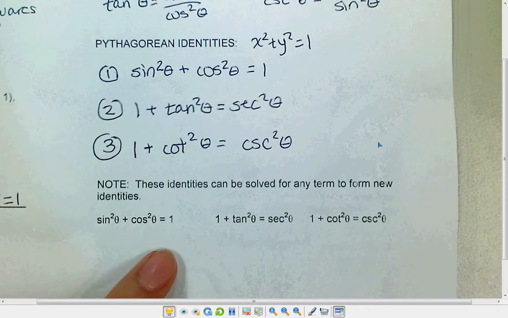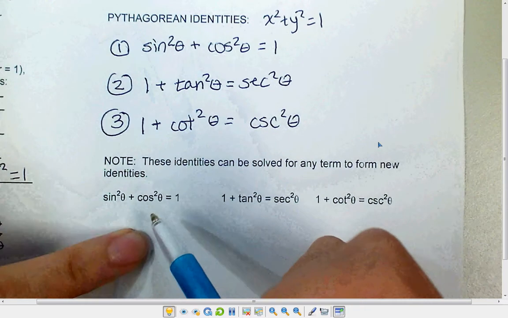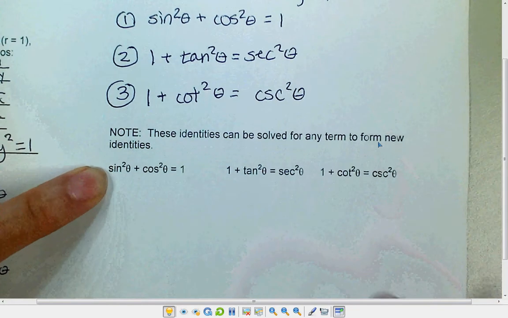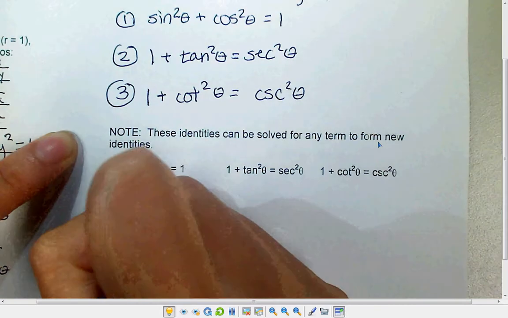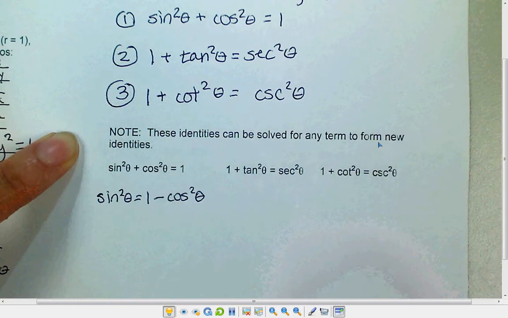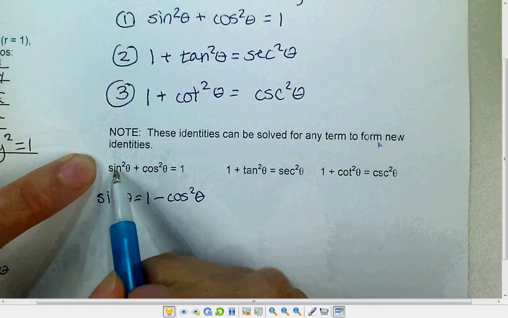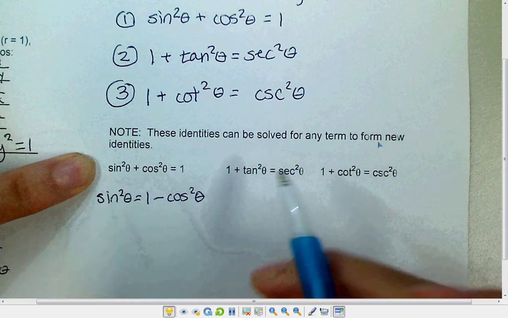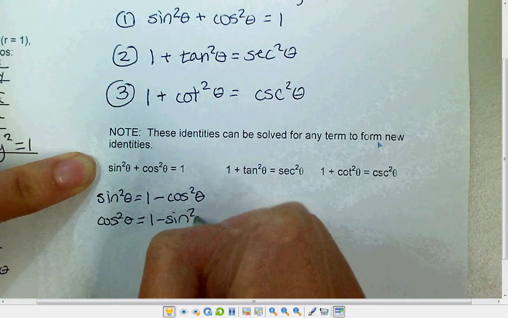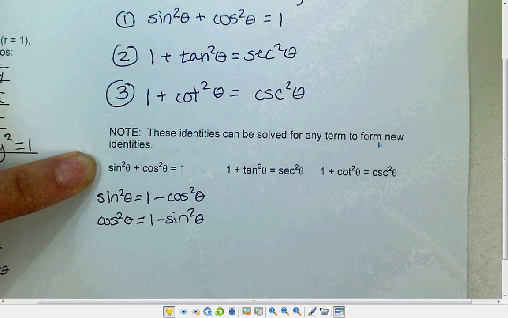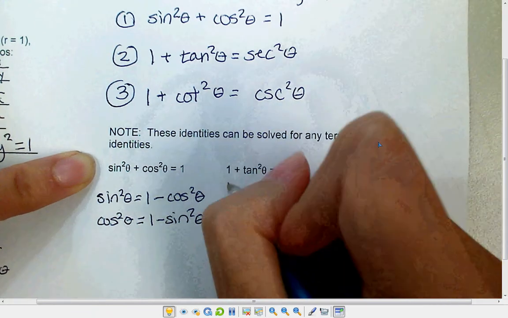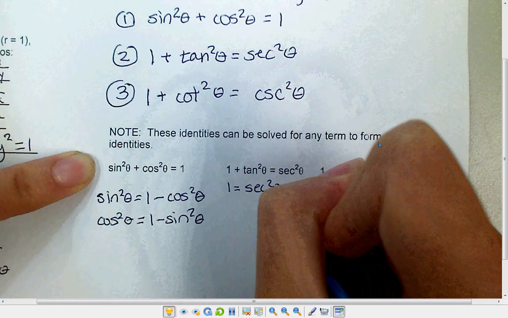A note that comes with these identities: we can also move terms around to create new identities. So for example, with sine squared plus cosine squared equals 1, I could subtract cosine squared from both sides and get sine squared equals 1 minus cosine squared. I could also, starting off with this identity, instead subtract sine squared from both sides and end up with cosine squared equals 1 minus sine squared. So I can move terms around to get new identities. Same thing with our second identity. With this one I could subtract tangent squared from both sides and get 1 equals secant squared minus tangent squared.